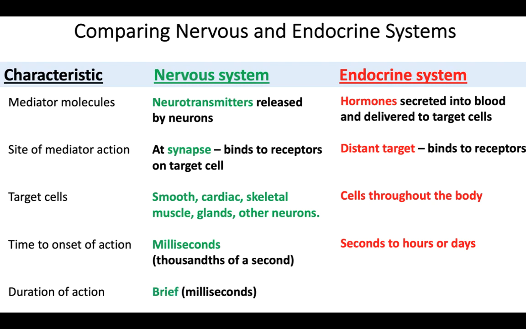And then the duration is very brief when it comes to the nervous system, right? You can stimulate a muscle, then it can relax. Whereas with the endocrine system, the action can last for seconds or days. All right. So we need both systems to control organs. They're both super important for maintaining homeostasis and how the internal environment of your body is working.